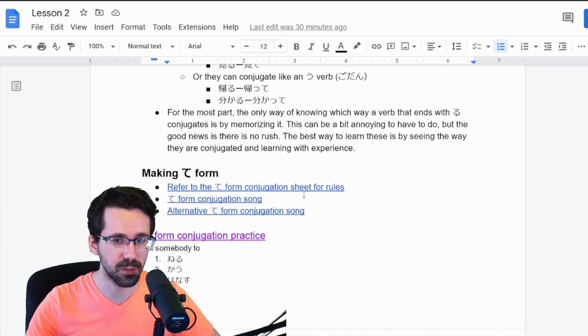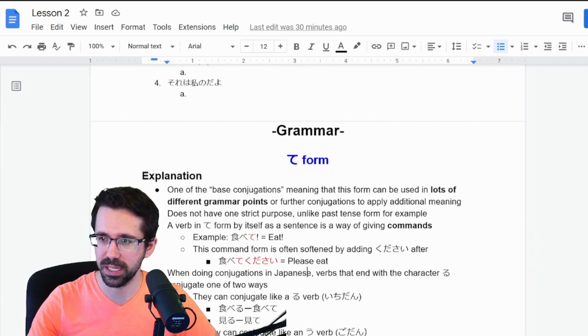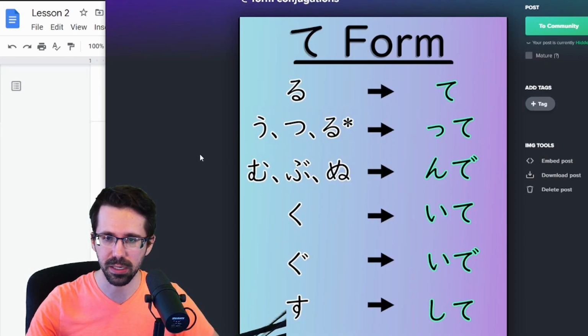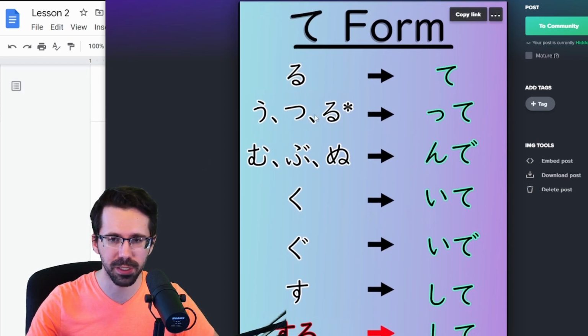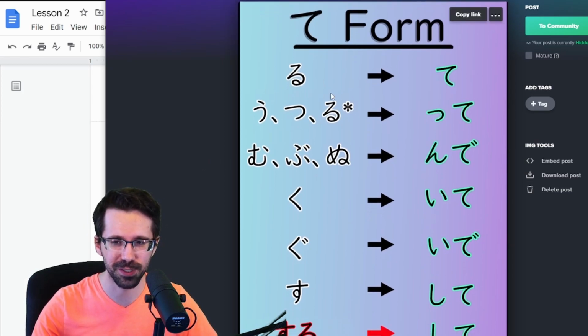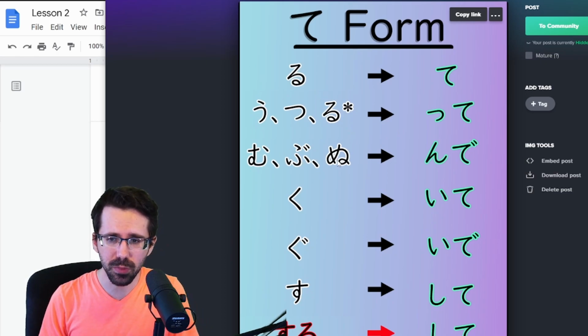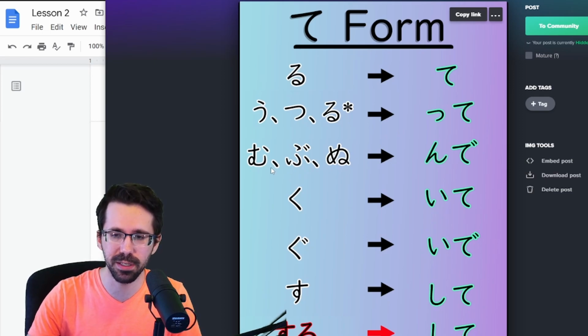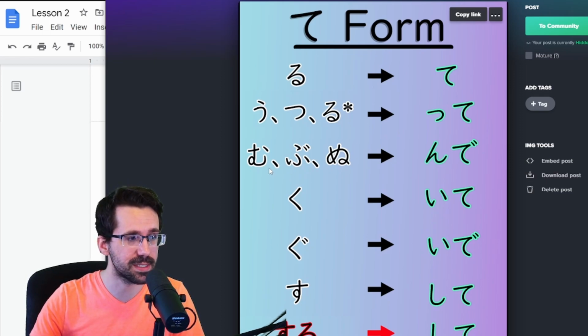There is a link to it right here, just a little chart that we can use to tell us what those different rules are for te form. And it looks a little bit like this. We're actually going to skip the top here because there's something that's a little bit confusing in it. And we'll start with mu, bu, and nu. So these 3 verb endings all conjugate the same way. They all go to nde.